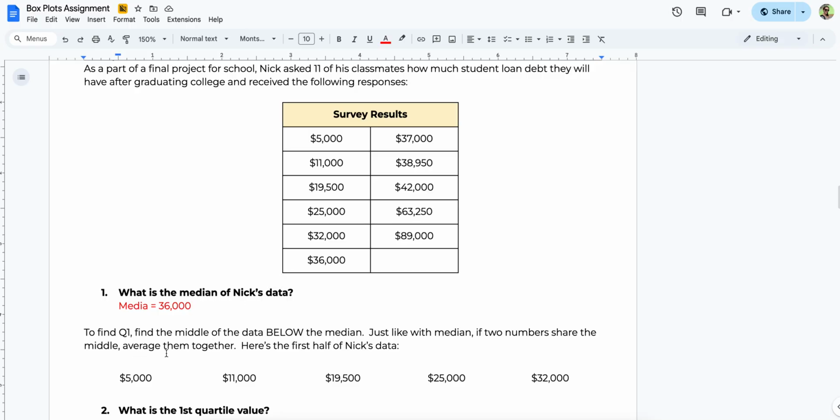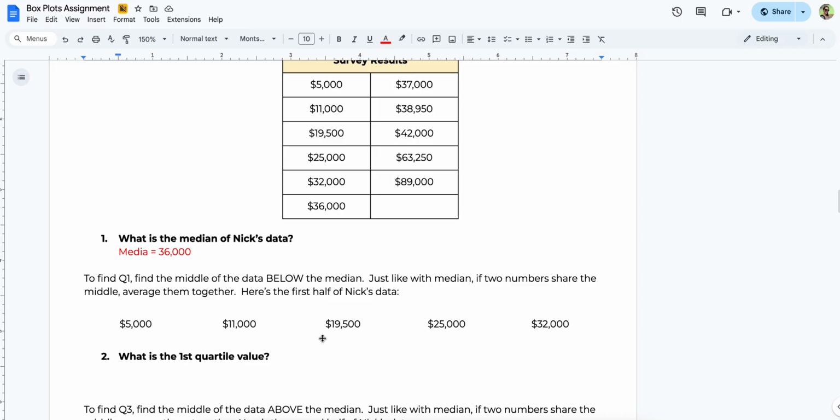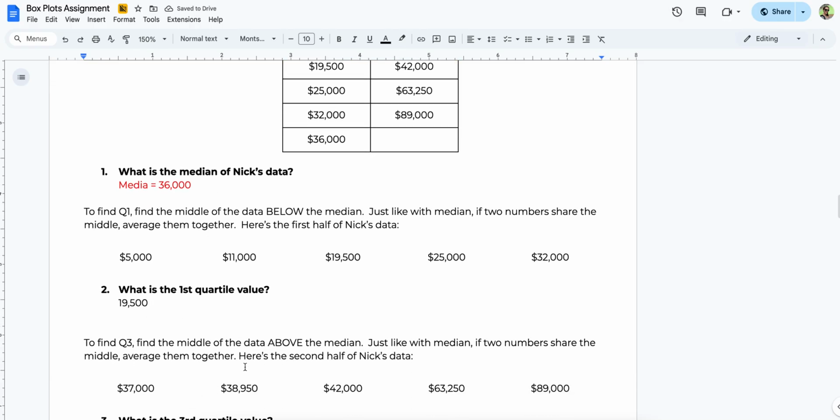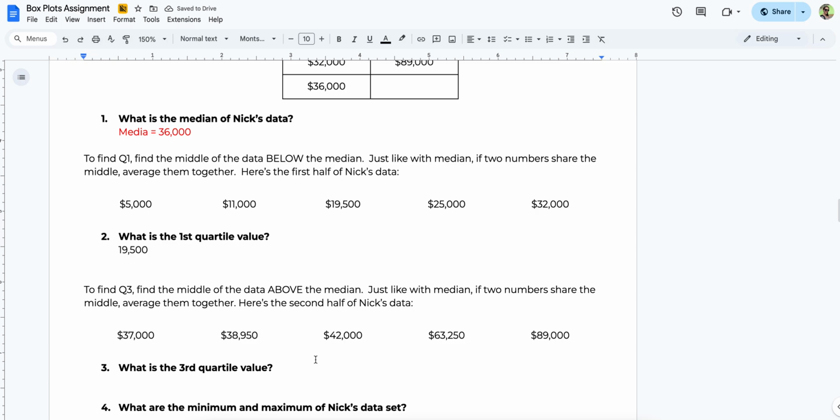So to find Q1, you find the middle of the below data set. So here's the 5 numbers that are listed below. And you can see that the middle of the below data set is the 19,500, because that's the middle value, okay? And that is your Q1. And then to find your Q3, you find the middle of the top half. So here's the top half above the 36,000. So the middle number there is the 42,000.